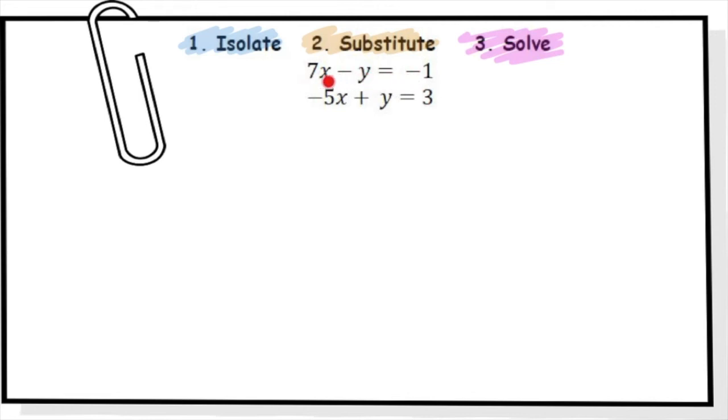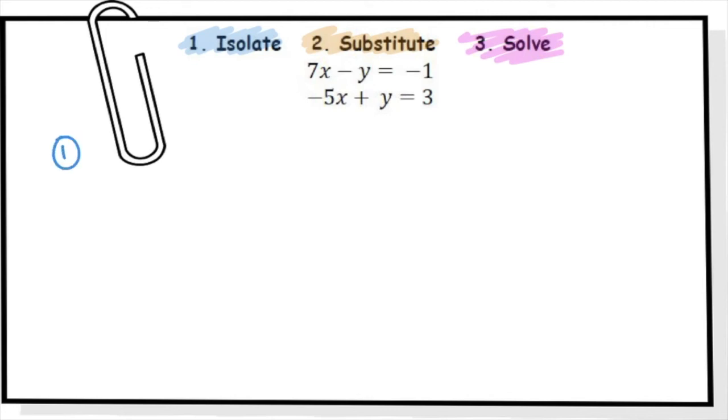I have 2 equations, 7x minus y equals negative 1 and negative 5x plus y equals 3. I am going to pick the second one to isolate. Why? Because the y is alone, just like in the first one, but the y is positive, so I don't have to worry about canceling that negative sign right there. So I'm just making it easier. Not that I cannot use the other one, I'm just making it easier for myself.